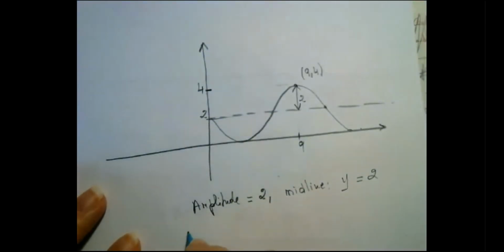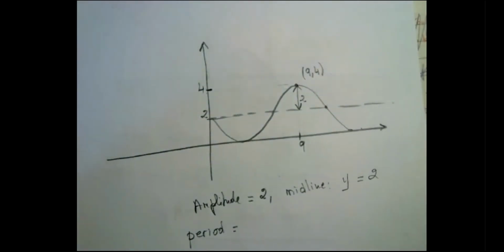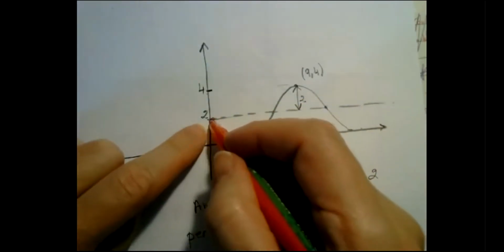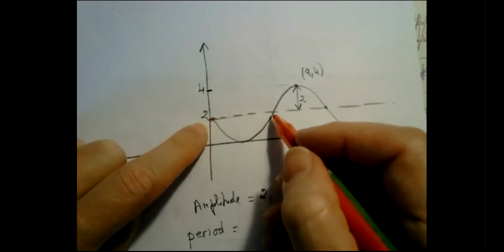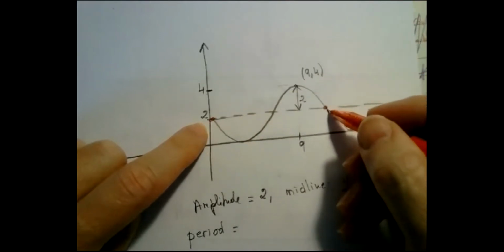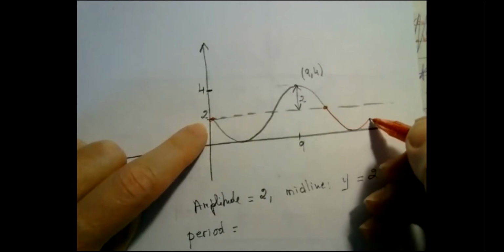Now, the period. And that's probably the hardest part in this problem. What is the period? First, let us graph. The period will go from where to where? So the graph starts here. It goes down, it goes up to here. And then the values start to repeat themselves after that.